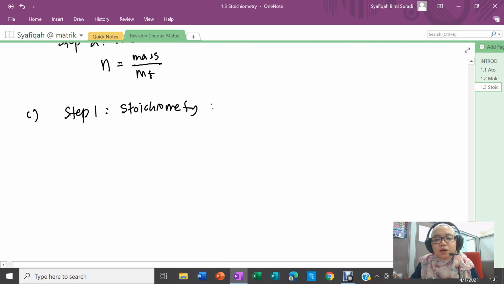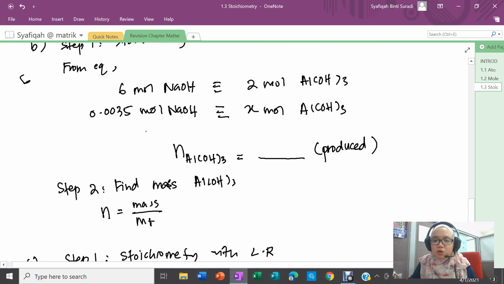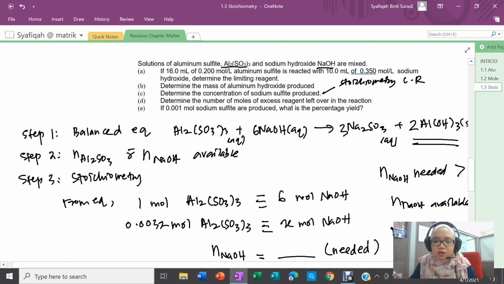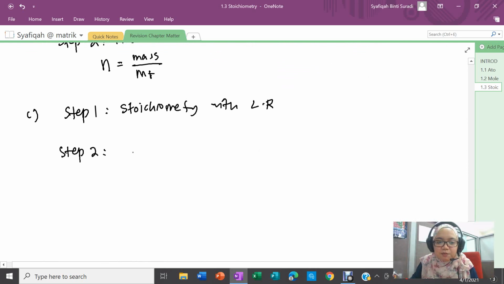Stoichiometry with limiting reactant. Sama juga. Okay, step 2, cuma bezanya step 2 nak cari concentration kan. Awak dah tahu mole of sodium sulfide. Awak boleh cari dia punya concentration kan. Kenapa? Sebab formula concentration is mole over volume.